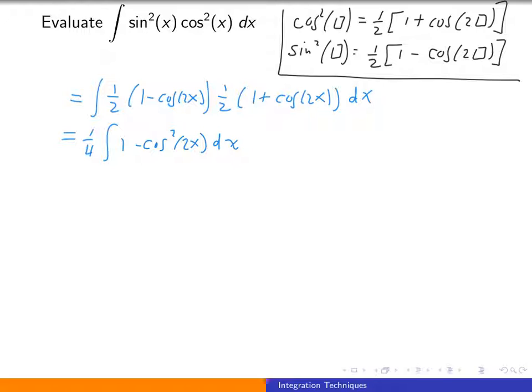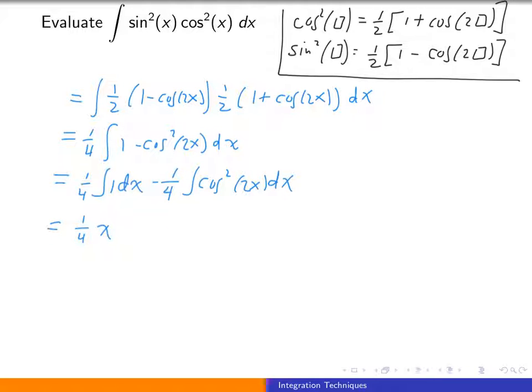So we can take our integrand and break it up into two pieces. You have maybe the simple piece to deal with, 1/4 times the antiderivative of 1. Then we have minus 1/4 times the antiderivative of cosine squared of 2x. So we can easily take care of this first antiderivative. We'll just say 1/4 x.